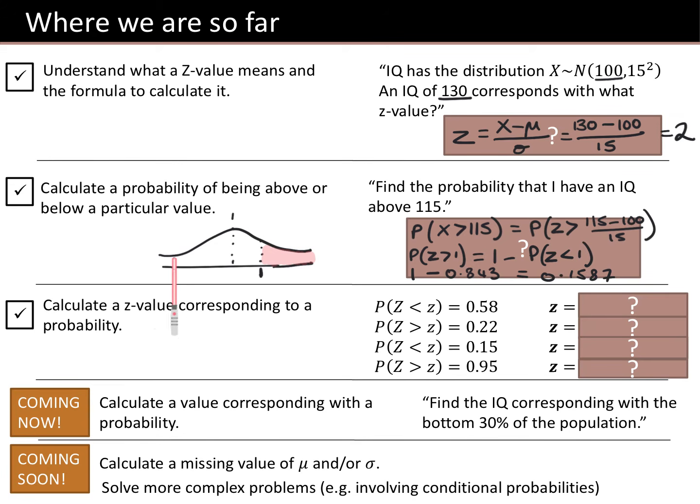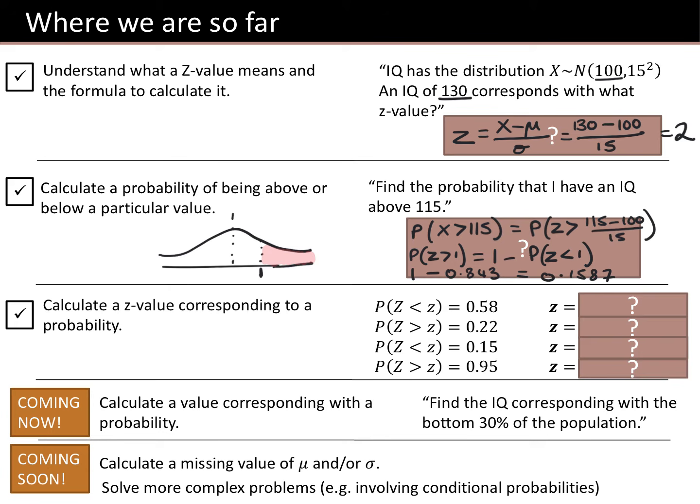Remember, all under here is a whole 1. Exactly in the middle is half. This has got to be less than half. Common sense: is this less than 0.5? Yeah, you're right. Okay, then what we've done is calculated a probability from a z value.